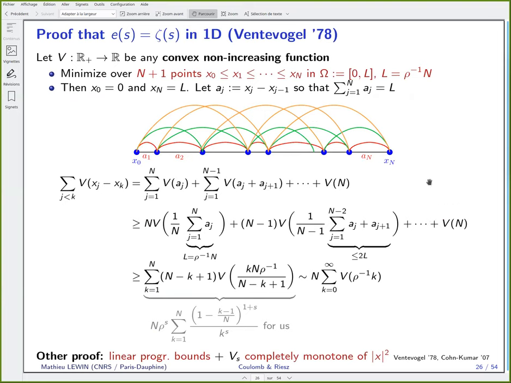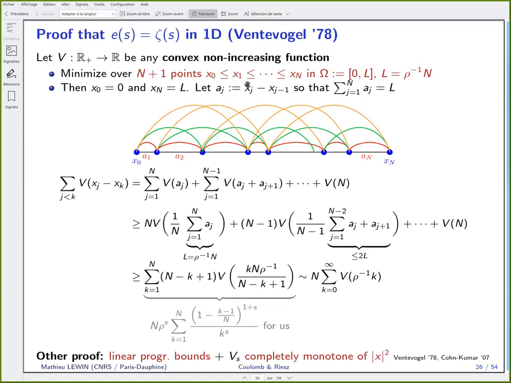I would like to quickly explain to you the proof of crystallization at the level of the energy in 1D. So that's very easy. Once you've seen the proof, it's easy. So it goes back to '78. And the proof uses the fact that 1 over x to the s is convex. So let me do the proof for you. It's just this one slide. And this proof actually works for any convex non-increasing function of the distance.